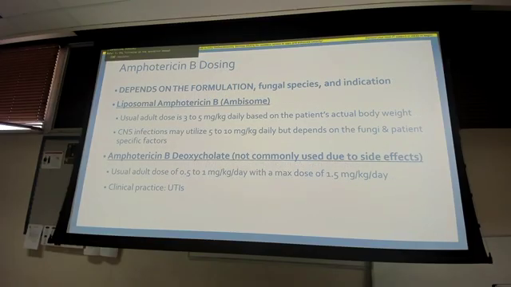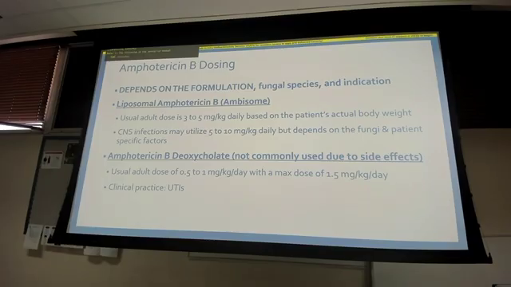So again, when we're starting to dose amphotericin, we need to make sure that we have the right formulation and then know what our indication and fungal species is that we're worried about. The usual dose of amphotericin is going to be 3 to 5 mg per kg based on the patient's actual body weight. Sometimes for more severe infections, like central nervous system infections, we're going to use higher doses up to 10 mg per kg, depending on what kind of fungi it is, to make sure that we're doing appropriate killing.